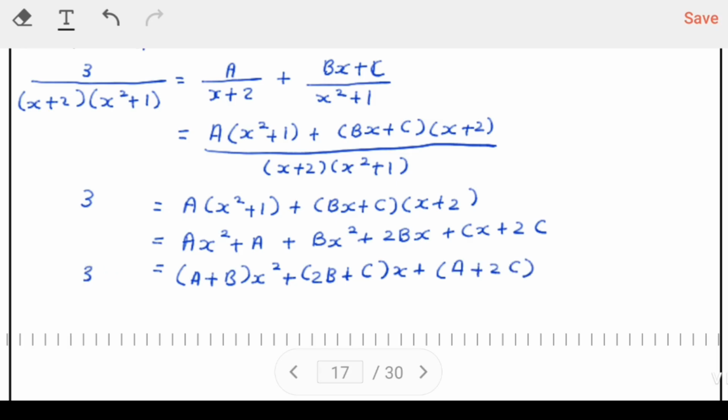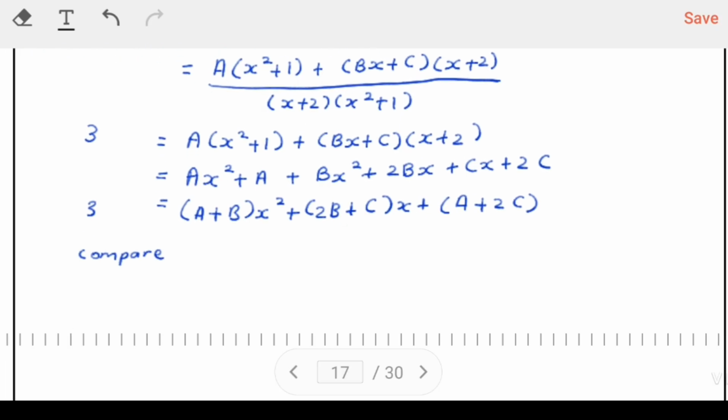Compare with the left-hand side. For x power 2, on the left-hand side we have 0, and on the right-hand side we have a plus b. By comparing the coefficient of x power 1, on the left-hand side we have 0, and on the right-hand side we have 2b plus c. And when we compare the constants on both sides, we have 3 equals a plus 2c.